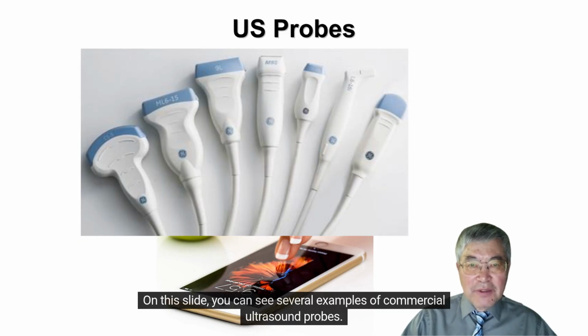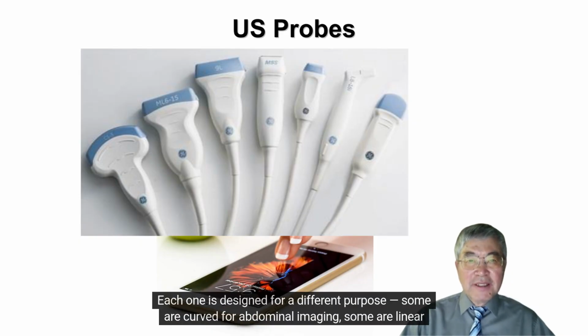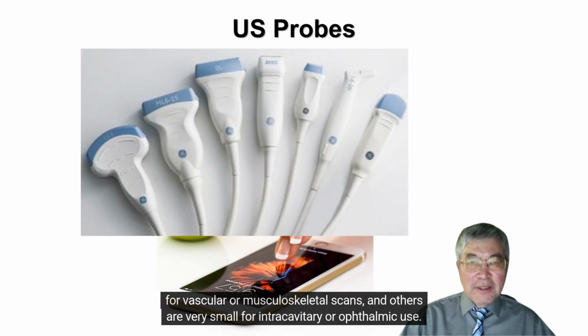On this slide, you can see several examples of commercial ultrasound probes. Each one is designed for a different purpose. Some are curved for abdominal imaging, some are linear for vascular or musculoskeletal scans, and others are very small for intracavitary or ophthalmic use.